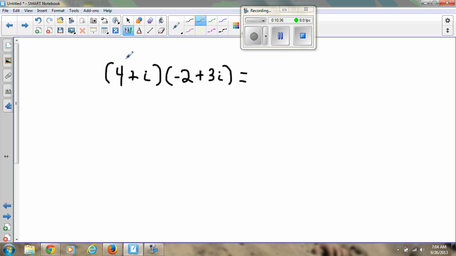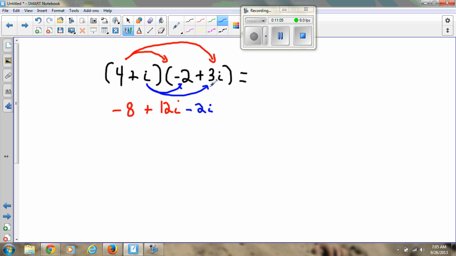Okay, so I'm going to take my 4, I'm going to multiply it using the distributive property to everything in the following parentheses. So I'm left with 4 times negative 2 is negative 8 plus 12i. Second distributive property, I'm going to multiply the i to everything inside the parentheses. So i times negative 2 is negative 2i. And i times 3i is positive 3i squared.